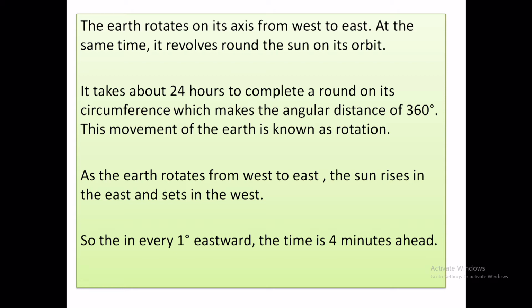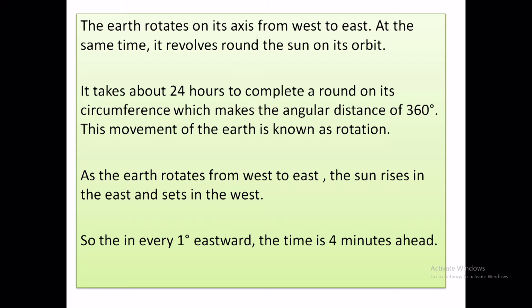The daily movement of the earth is called rotation, and for completing one rotation it takes 24 hours. Similarly, the annual movement of the earth around the sun is called revolution, and it takes 365 days. So here you should be clear: the earth takes 24 hours to complete a round on its circumference, which makes the angular distance of 360 degrees, and that movement of the earth is called rotation.